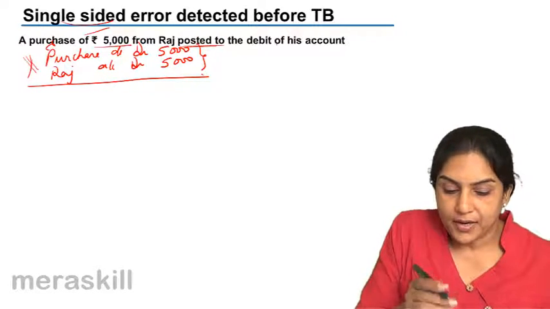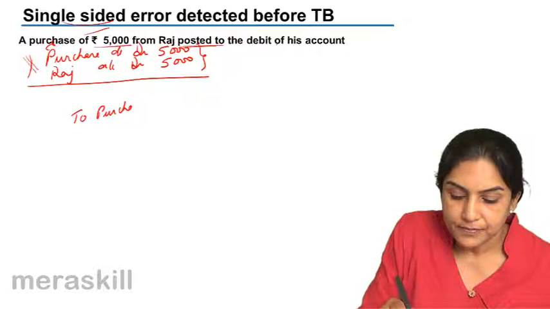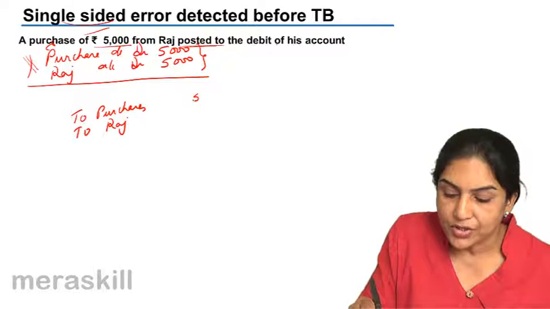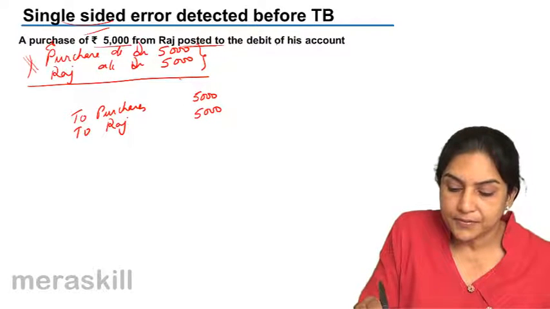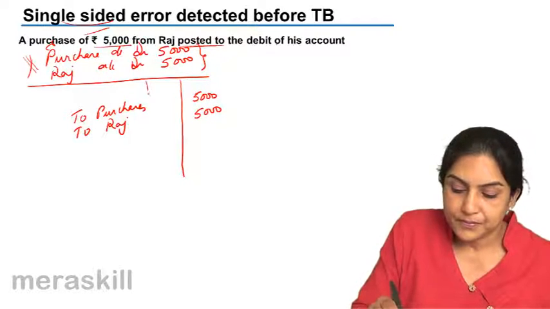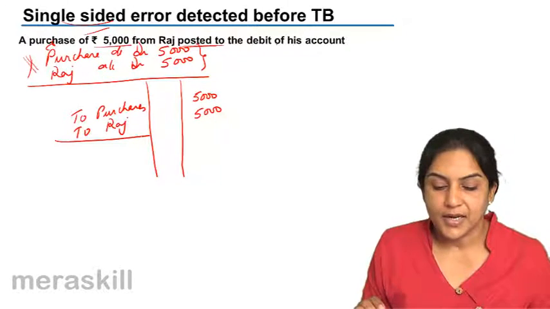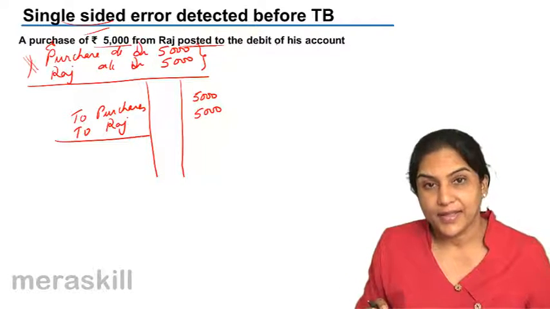How do we reverse this? By crediting. So I am crediting purchases to Raj. So I am cancelling. With this, what am I doing? This on the credit side, 5,000 and 5,000. As a result of doing this, I have cancelled the wrong entry that we had passed.